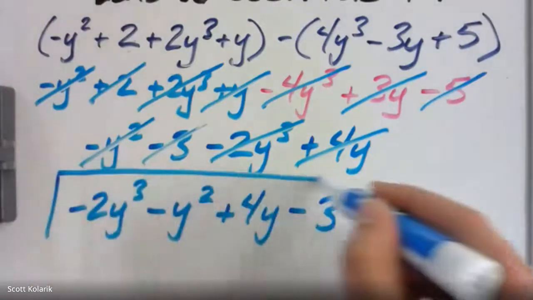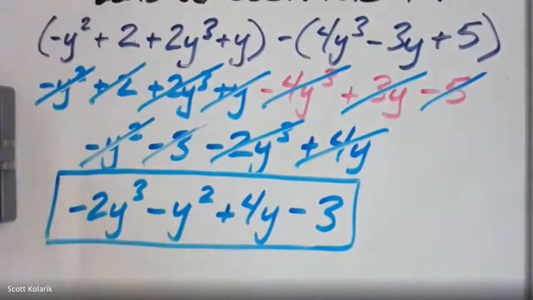This is now in what we call standard form. The largest exponent is in front, and it walks down after that. Everything is in what we call descending order in regard to the exponents. Technically, this variable has an exponent of 1. And also technically, there's a variable here, just y to the 0 power, or 1.